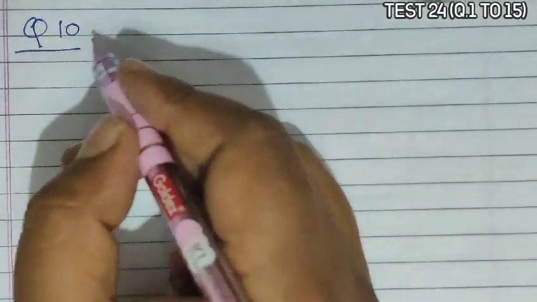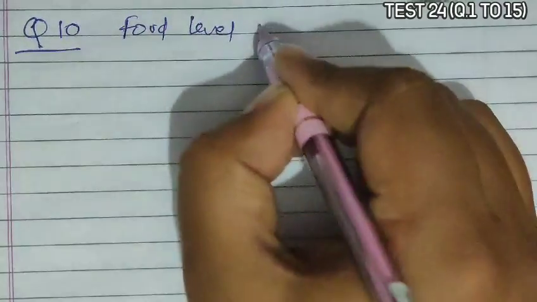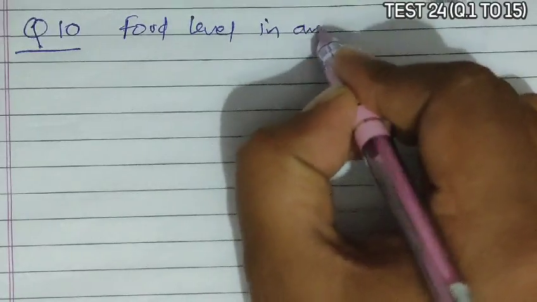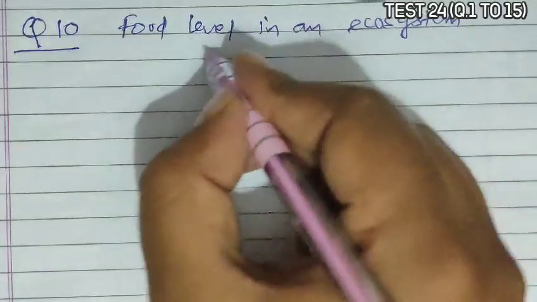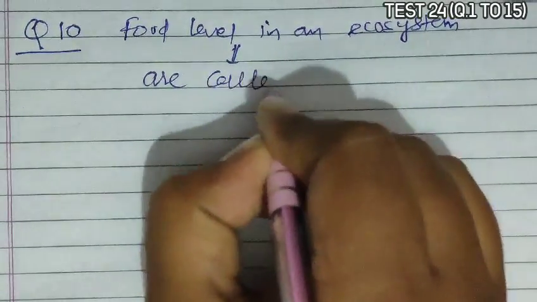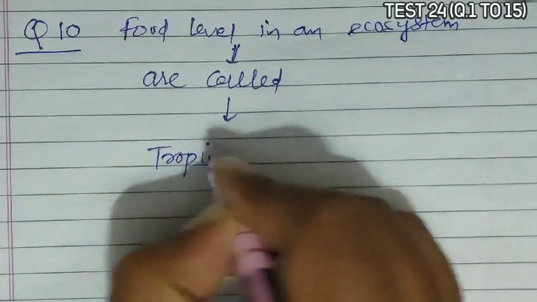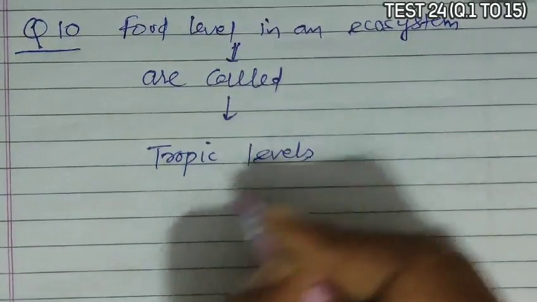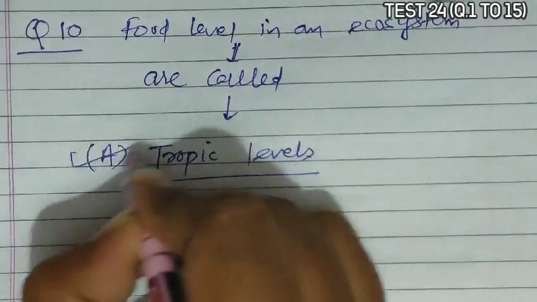Question 10. Question 10 asks that food levels in an ecosystem are known as. Food levels in an ecosystem are called trophic levels or food levels. So option A is correct answer.